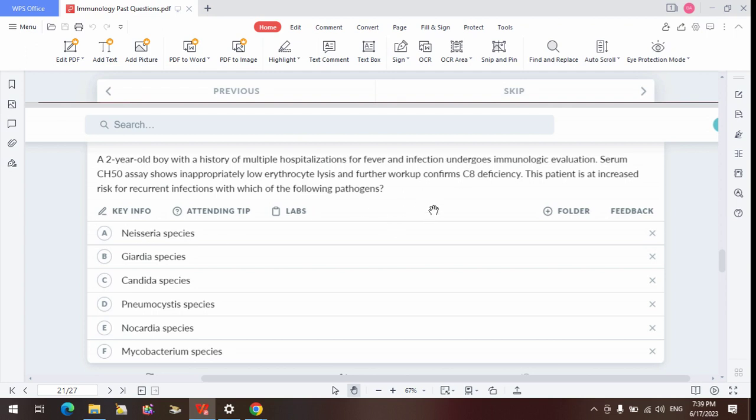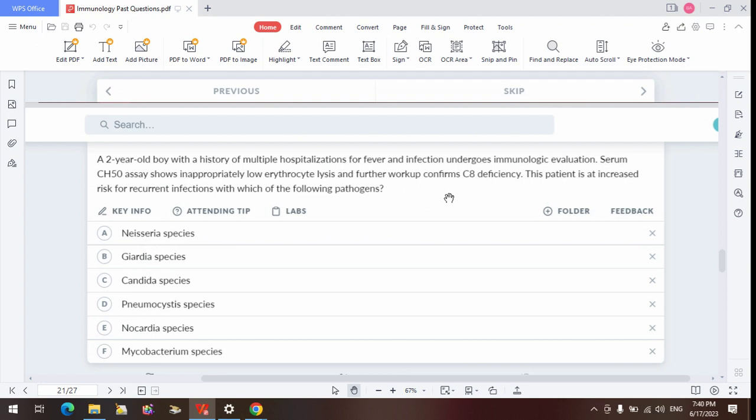Whenever you see deficiency of anything between C5 to C9, you are thinking of Neisseria, because you'll not be able to form the membrane attack complex. C5 to C9 forms a membrane attack complex that helps us puncture those Neisseria and lyse them. So anybody that lacks any component of the membrane attack complex between C5 to C9 will be susceptible to Neisseria. That is it.